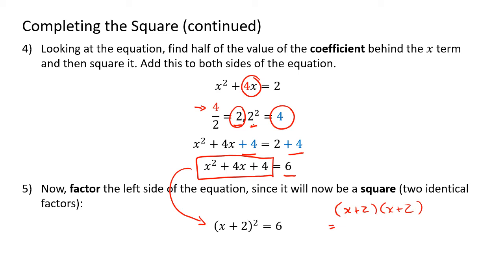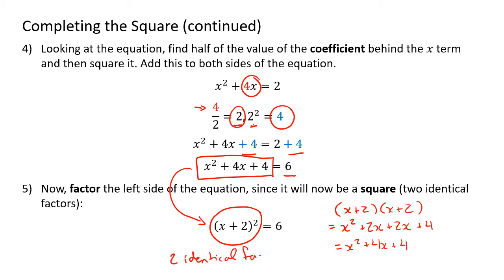So the first terms, x times x is x squared. The outside terms, x times 2 is 2x. The inside terms, 2 times x is 2x. And the last terms, 2 times 2 is 4. So this gives you x squared plus 4x plus 4. So using this method, you will always end up with factors on the left-hand side that look like this. In other words, two identical factors. Okay?